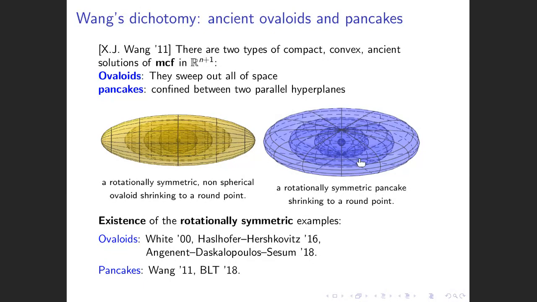For the pancakes, the fact that ancient solutions exist that lie between the parallel planes was shown by Xu-Wang in the same paper where he proved the dichotomy. And later with Matt and Giuseppe, we gave a precise description of this rotationally symmetric pancake.